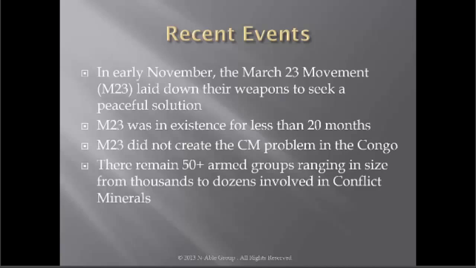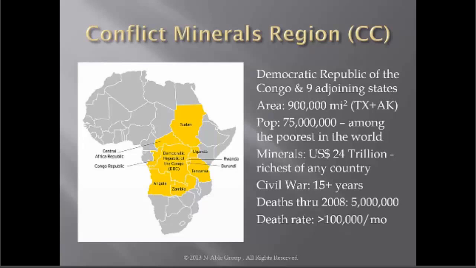This did not signal the end of conflict in the Congo. The M23 was only in existence for 20 months. It didn't create any of the conflict mineral problems, and there still remain 50-plus armed groups in the Congo and the surrounding areas, ranging in size from multiple thousands of armed people down to dozens that are involved in the conflict minerals problem.